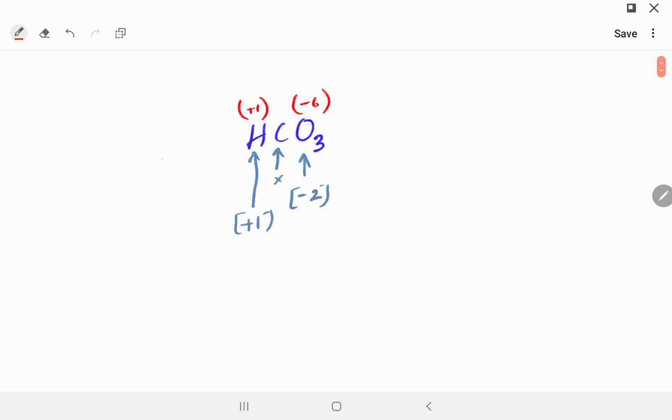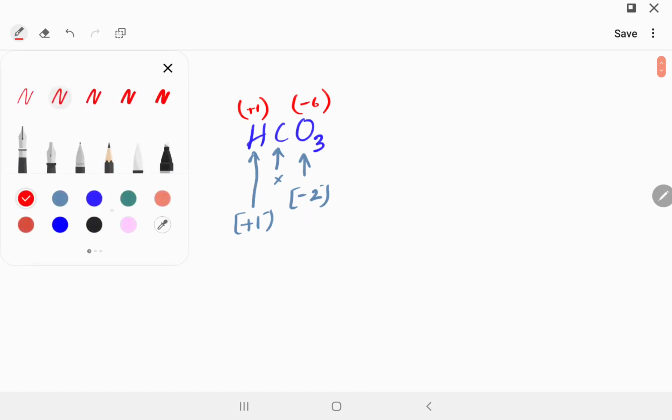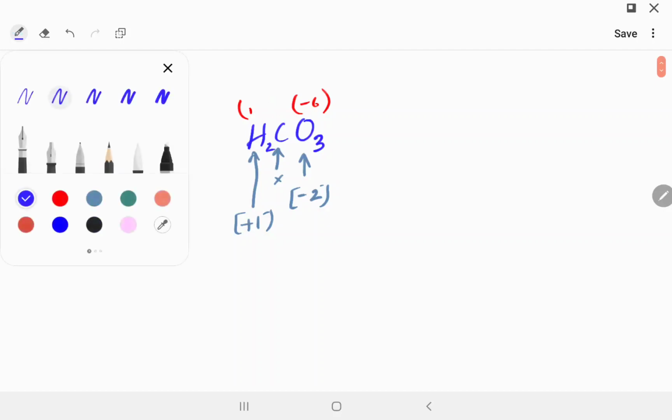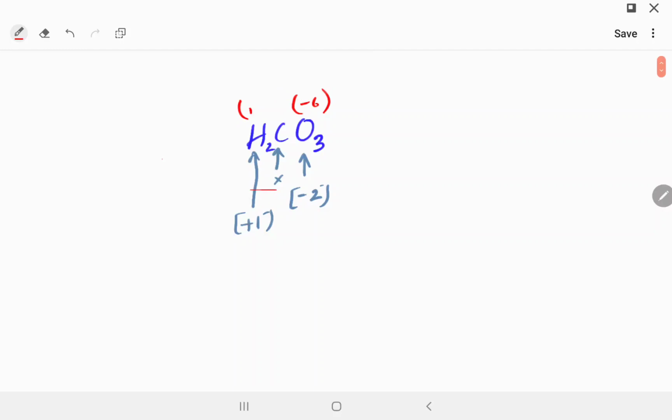Remember, we have to make them all equal to 0. So you have -6 and +1. Sorry, actually this formula has 2 hydrogens. I'm sorry about that, I don't want to do something that is technically incorrect. Each hydrogen is +1, so the 2 hydrogens are going to be +2. So +2 -6, to balance that, carbon should be how much? Carbon should be +4. Well done.